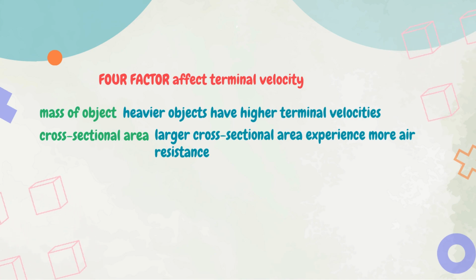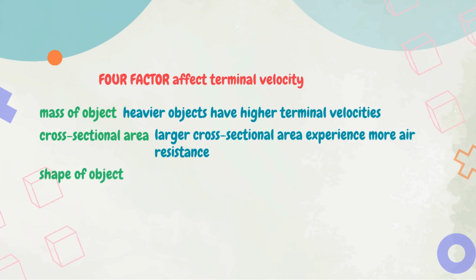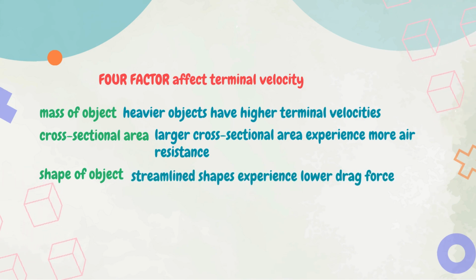The third factor is the shape of the object. Heavy objects fall faster because gravity has more of a grip on them. But here's the catch. Even a small object can have a high terminal velocity if it's shaped just right. Streamlined shapes experience lower drag force, resulting in higher terminal velocity.